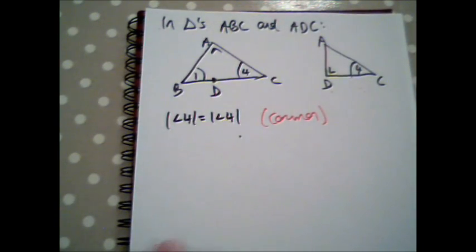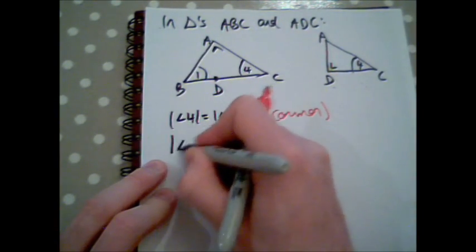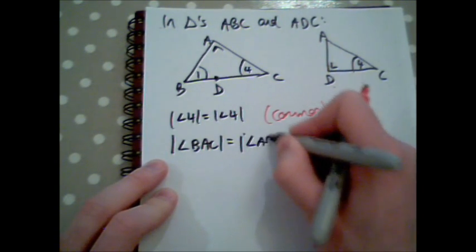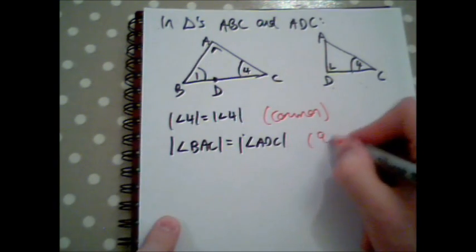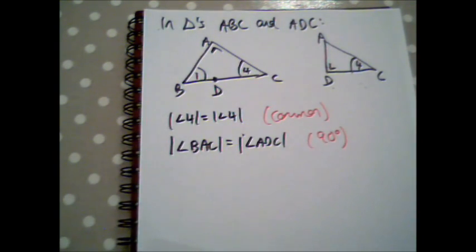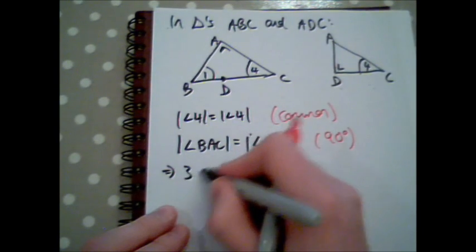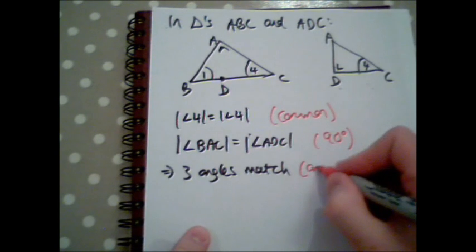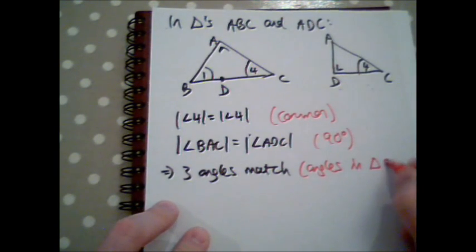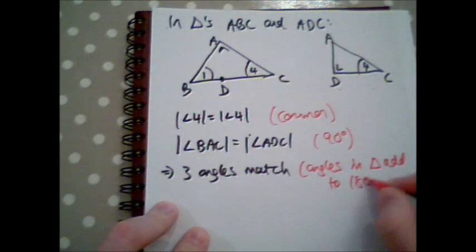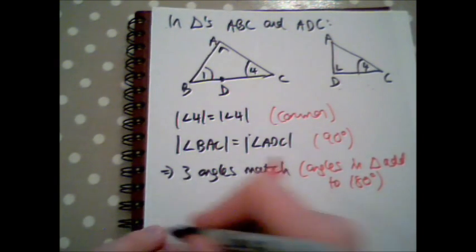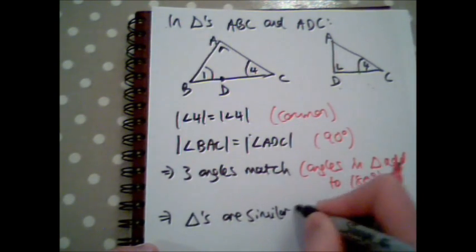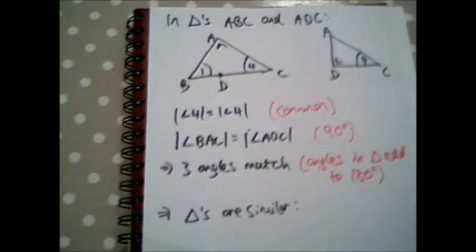Alright. We have a right angle in both of them, so BAC equals ADC because they're both 90 degrees. Therefore, the three angles match because the angles in the triangle add to 180 degrees, and therefore the triangles are similar. So let's go through a similar thing to the last time.